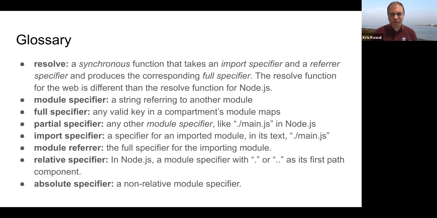The relative specifier and absolute specifier in Node have very specific meanings that are not compatible with the web at large.